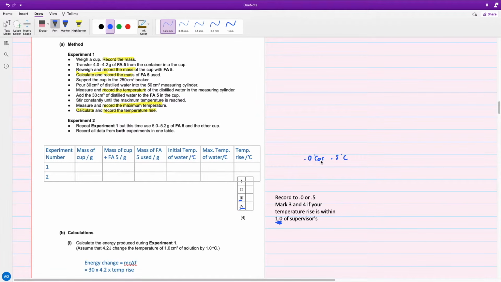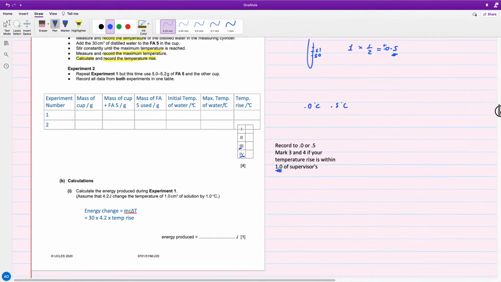The reason why it's 0.0 or 0.5, and not to 2 decimal places, is because we look at the divisions in a thermometer. The difference is 1, so you can have like 50, 51 for example. So again, the division is by 1, you multiply by half, so that's 0.5. So it's plus minus 0.5 basically.